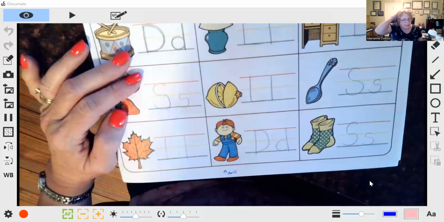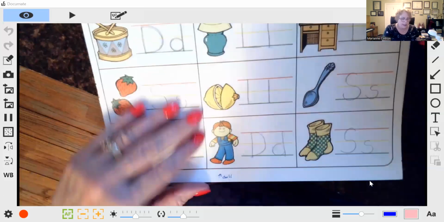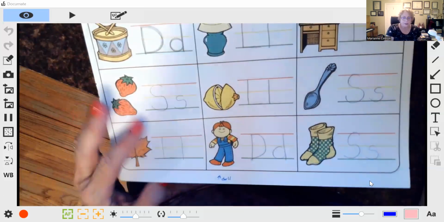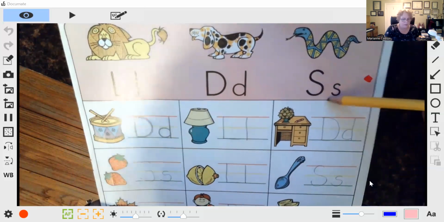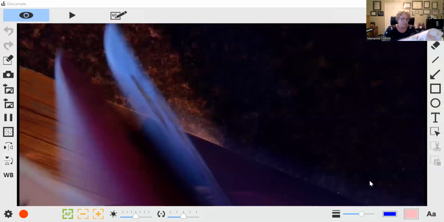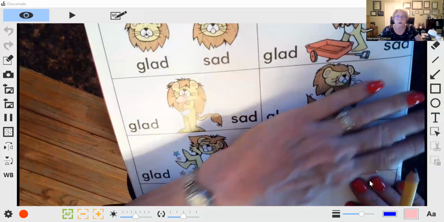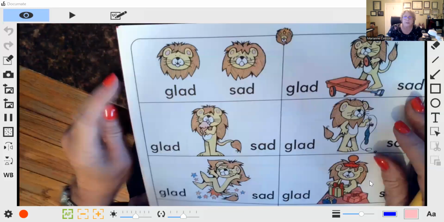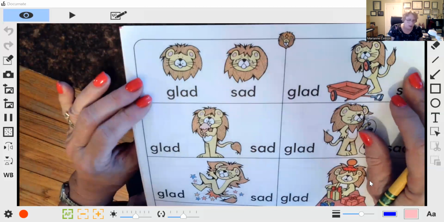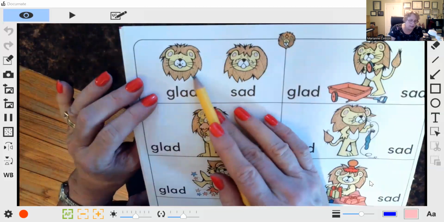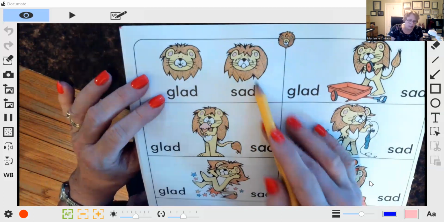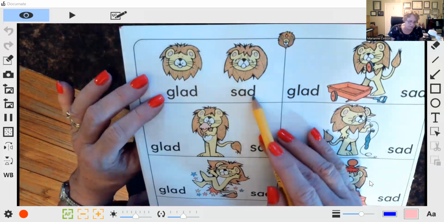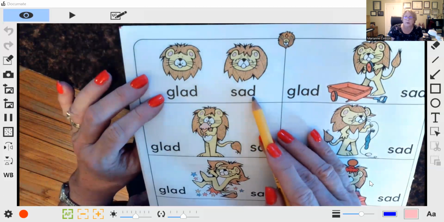Probably the trickiest thing is to remember to say the picture name, the sound, and then the letter name. Now here's where we're going to talk about the tears that I talked about. This lion is glad. This lion is sad. You see how the tears go with sad. So we're going to look at every picture.